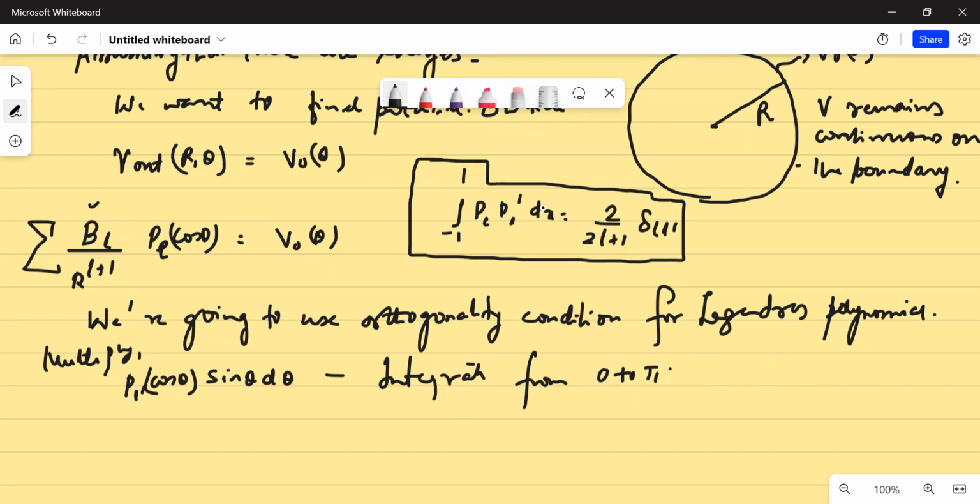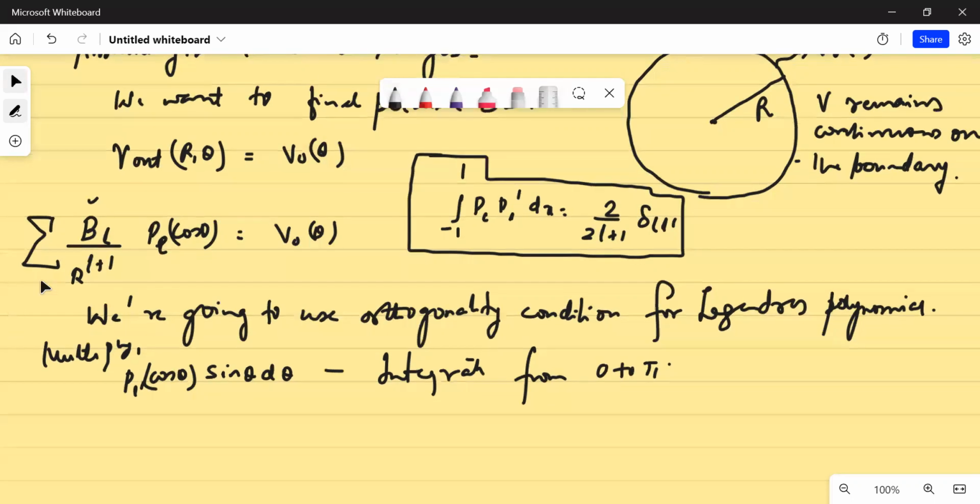Okay, now instead of x, if I write theta cos theta, then I can play with the limits, like from 0 to pi, and this dx would become sine theta d theta. This is something that we've done in the previous lecture as well, while we were trying to extract the potential anywhere inside.